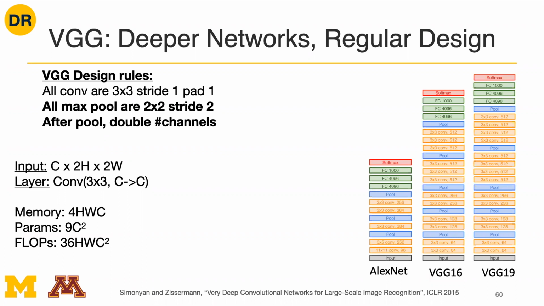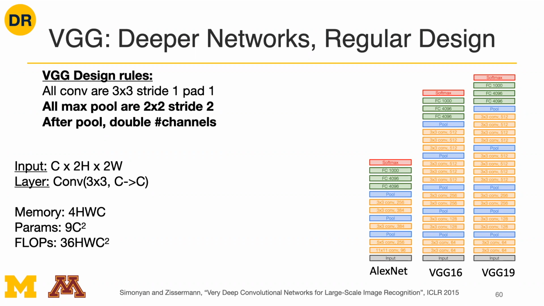So let's say in the previous layer you had C as your input depth, and 2h cross 2w as the size of your input. Let's say the layer here is 3 cross 3. Again, input and output is the same as C. The memory here will be 4HWC, the parameters are 9C square, and the flops are 36HWC square. So this is the previous layer.